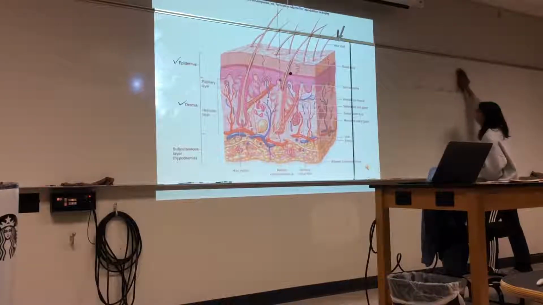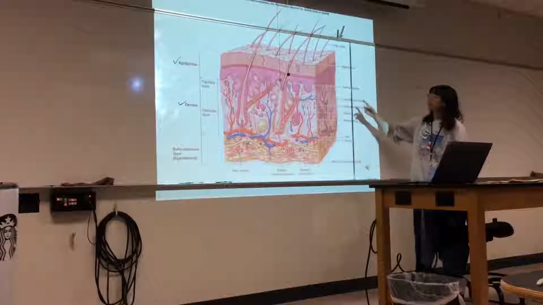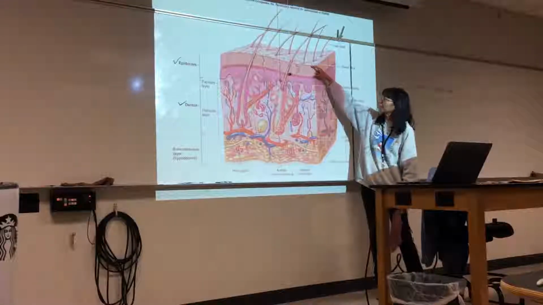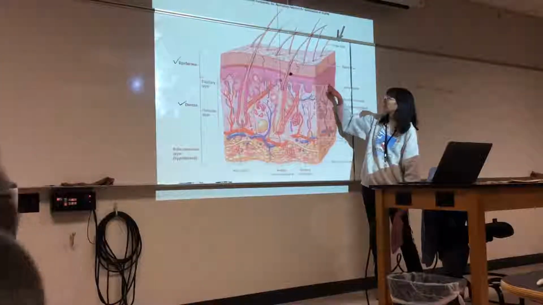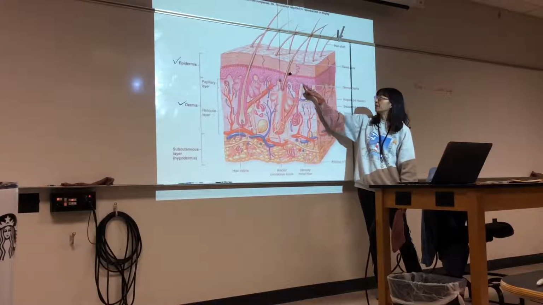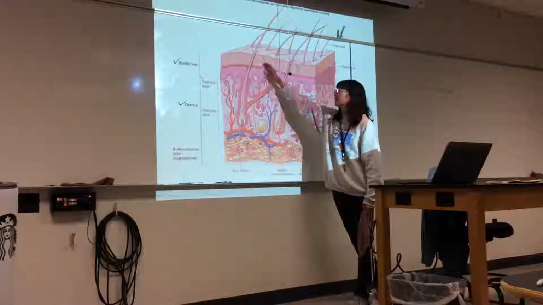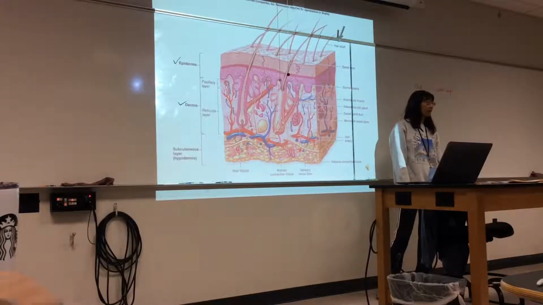Then the second part is what's in each, right? Let's go to the details. So once you understand this area is the epidermis, I'm sorry, this area. So you see all this funky thing here? Everything above this line is epidermis, okay? And then everything below is the dermis, okay?